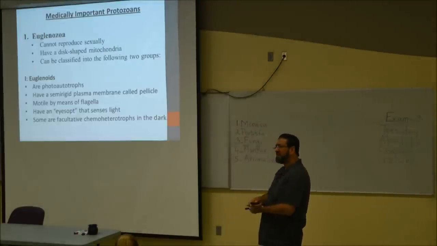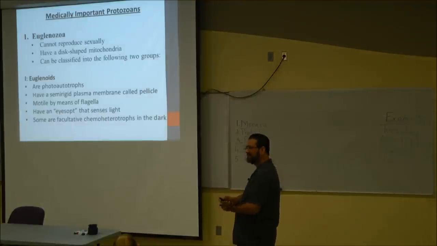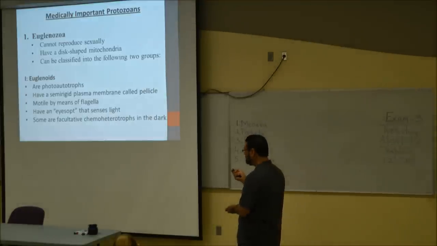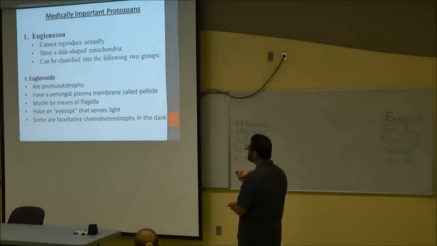All right, here's the new classification of protozoans. The old class flagellata is no more. Instead of flagellata, the new group is called Euglenozoa. Euglenozoa cannot reproduce sexually. They have disc-shaped mitochondria. And there are two subcategories of Euglenozoa.